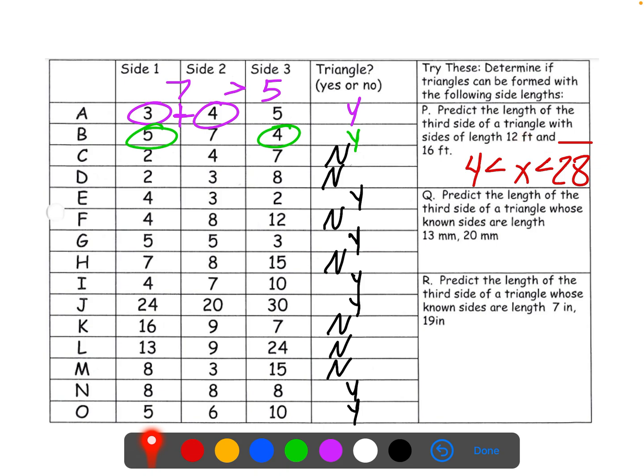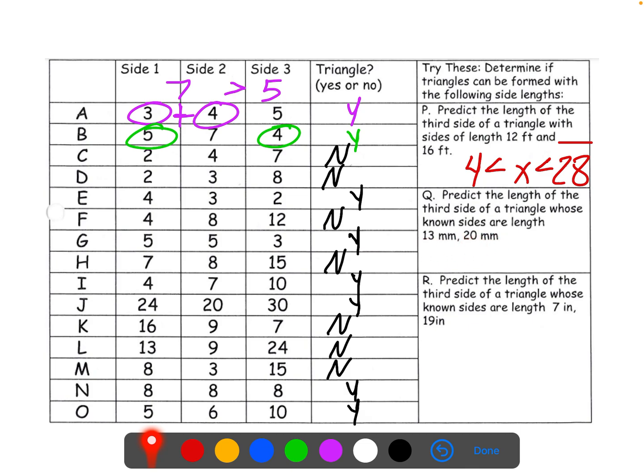I hope I didn't lose you. I do have an easier way to explain this. I just want you to understand the reasoning behind why we pick these two numbers. The easiest way to do it is to take the two sides that you're given, first subtract, then add. So if you look at our example here, 16 minus 12 was 4. 12 plus 16 was 28. That gives me my two parameters, my two outer numbers that I have to stay between. I can't equal either of those numbers. I have to be in between them.